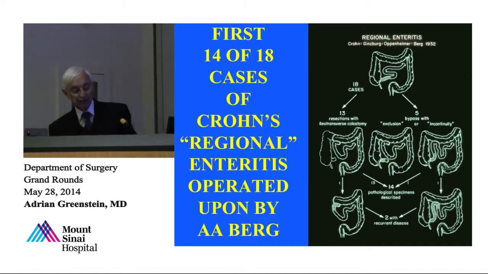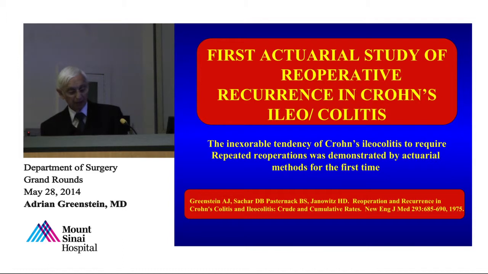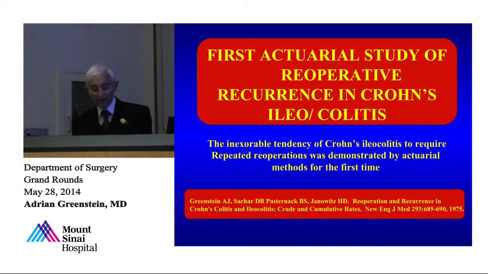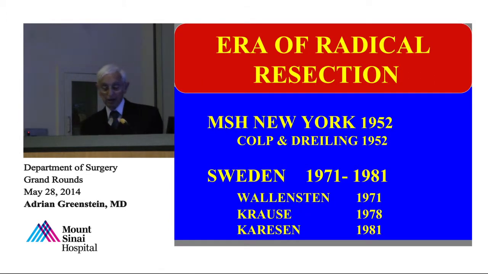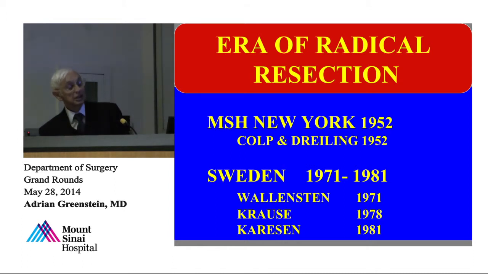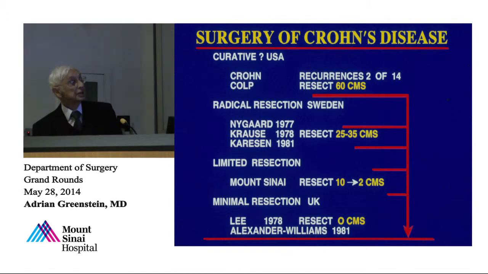article. The first actuarial study of disease was done at this hospital, and this was published in the New England Journal of Medicine, which shows the inexorable tendency of Crohn's ileocolitis to require repeated reoperations, and this was demonstrated by actuarial methods for the first time. The era of radical resection was next, and had occurred before that time. In 1952, Drs. Culp and Dreiling wrote a paper suggesting that 2 feet of bowel should be resected on either side in order to cure the disease. Subsequently, in Sweden, Wallenstein, Krauss, and Karlsson wrote similar papers suggesting we should do a radical resection to cure the disease. When it was realized that Crohn's disease could not actually be cured, the amount of bowel resected got less and less, went from 10 centimeters, and it was about 2 centimeters when I arrived at this hospital.